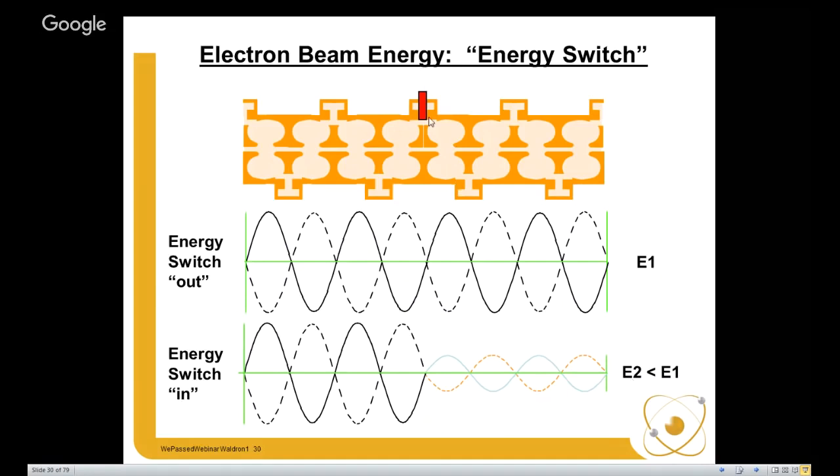So the energy switch effectively shortens the length of the accelerator, allowing us to operate the remaining accelerating cavities at full power. The reason for doing this is to be able to have the same electron fluence available for both the high energy and the low energy.